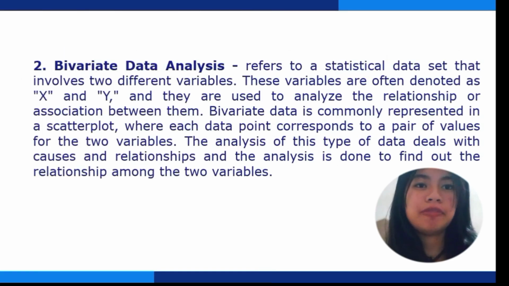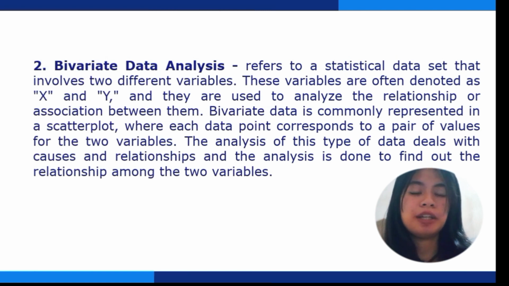The second one is bivariate data. Bivariate data analysis refers to a statistical data set that involves two different variables. These variables are often denoted as x and y, and they are used to analyze the relationship or association between them. Bivariate data is commonly represented in a scatter plot where each data point corresponds to a pair of values for the two variables. The analysis of this data deals with causes and relationships, and analysis is done to find out the relationship between the two variables.